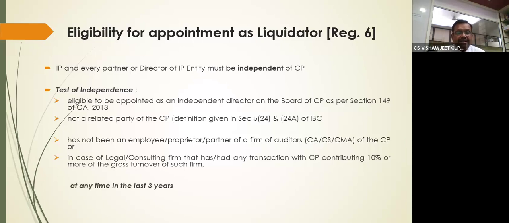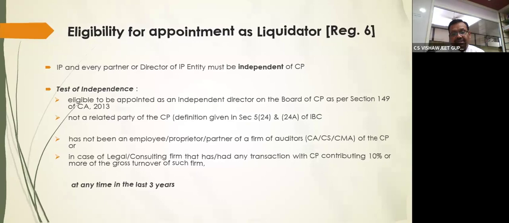liquidator. So at any time in the last 3 years, that person should not have been an employee, proprietor, or partner of the firm of the auditors of CP, or in case of a legal consulting firm, that has or had a transaction with CP contributing 10% or more of the gross turnover of such firm. These two provisions are to be read with "at any time in the last 3 years." So if they are related parties, or the employee, proprietor, partner of the auditors for more than 3 years ago, then this provision is not applicable.